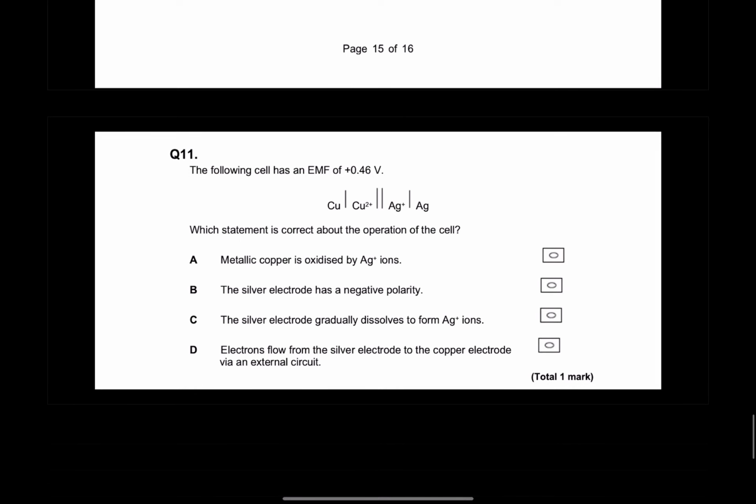Okay, the following cell has an EMF of plus 0.46 volts. Which statement is most correct about the operation of the cell? The metallic copper is oxidized by Ag+. Yeah, it is. The metallic copper is being oxidized by Ag+, and the Ag+ is being reduced. I can just say it's that directly. Right, I've got 1 minute 5 seconds left spare.